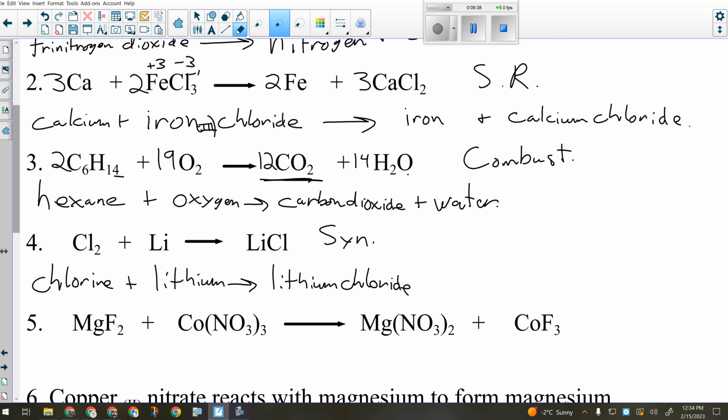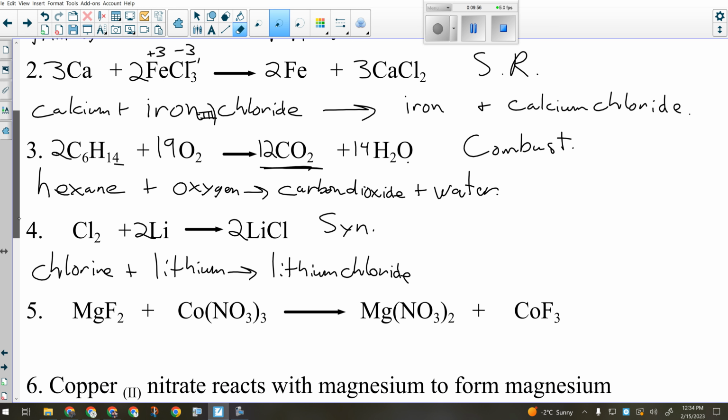Now we've got to balance it. The only thing out of balance is chlorine. There's 2 on this side. How many over here? 1. So what needs to go here? 2. Does that affect my lithium? Yep. Is it good now? How many people have done 5?